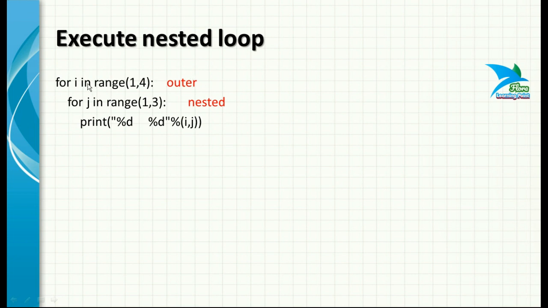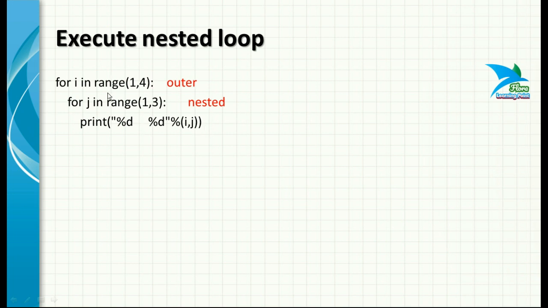To understand the way a nested loop executes, let's have a look at this code. We have an outer loop with variable I, and the range is 1 to 4. That means when we execute this loop, the value of I will go from 1 to 3, because 4 will not be included in the output. Then in the nested loop we have a variable j, and the range of this variable is 1 to 3. That means it will generate values 1 and 2.